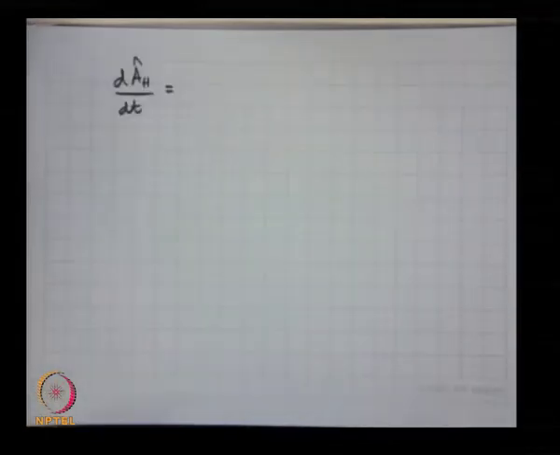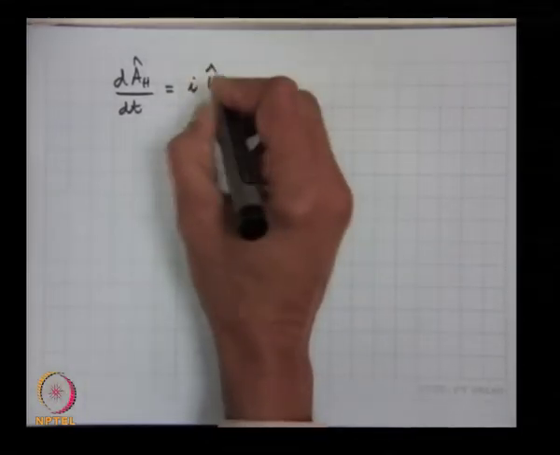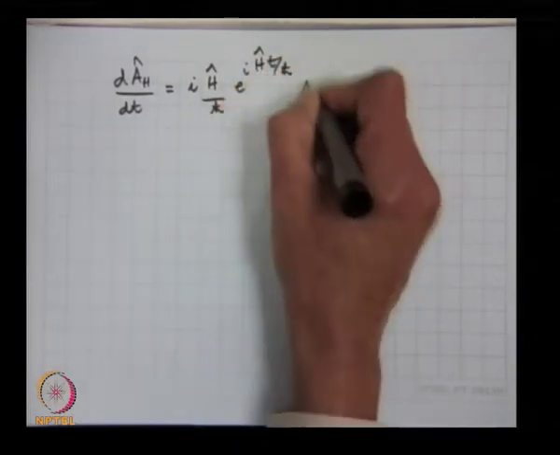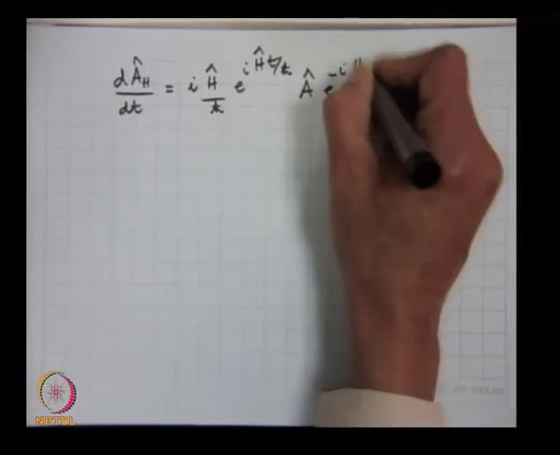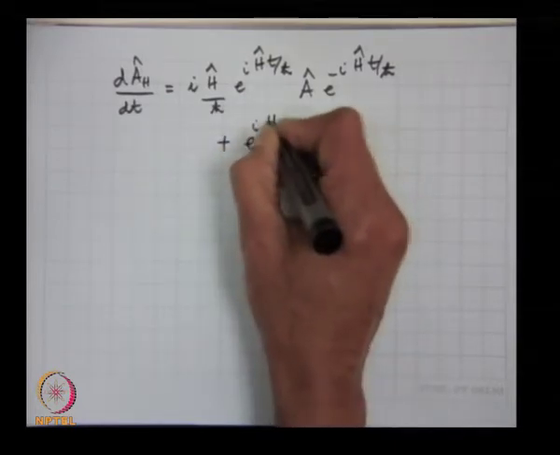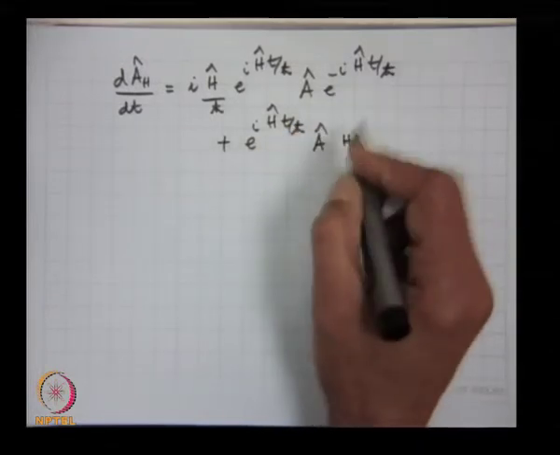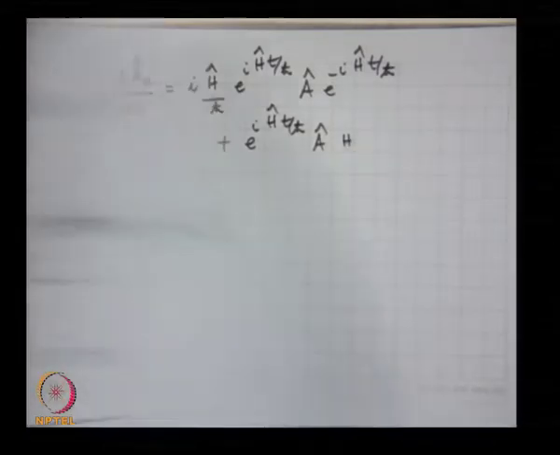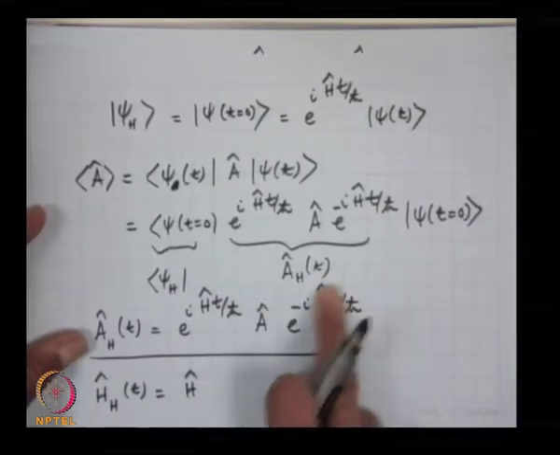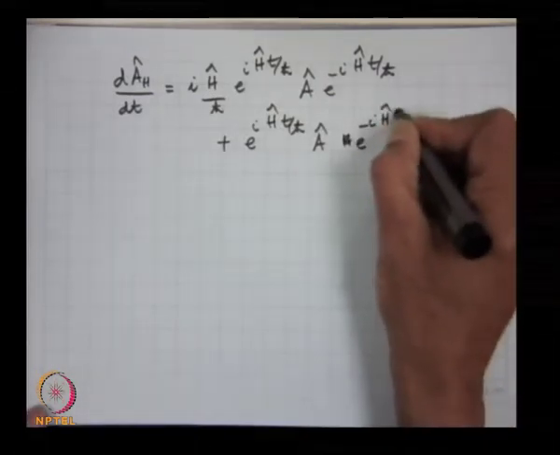Okay, so when I differentiate this equation, what do I get? I first differentiate the first exponential, so I get iH by h-bar into exponential iHt by h-bar, A, exponential minus iHt by h-bar, plus exponential iHt by h-bar, A, H. When I differentiate the second exponential, I will have A times minus iH by h-bar. Because that commutes with this, I can write the exponential first and then the factor which comes out of differentiation afterwards.